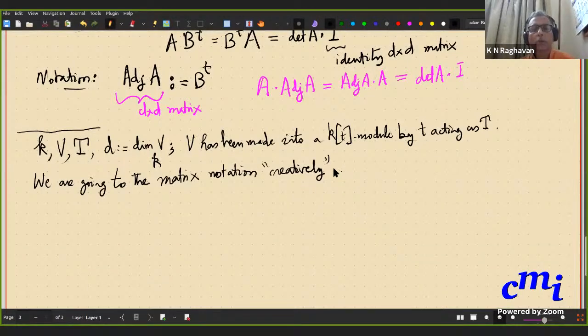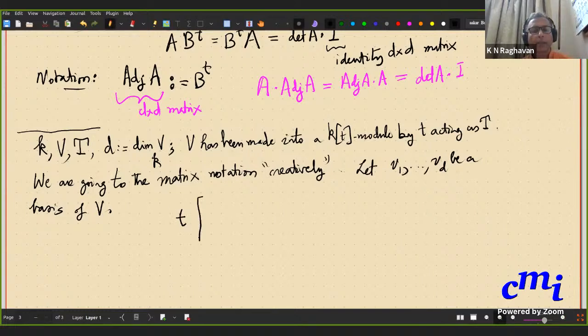Okay, so let's fix v1, v2, ..., vd to be a basis of V. Now I'm going to write a matrix like this: T applied to v1, v2, ..., vd. So what do I mean by this? This is T acting on v1, T acting on v2, T acting on vd. Remember that T vj is nothing but capital T applied to vj.